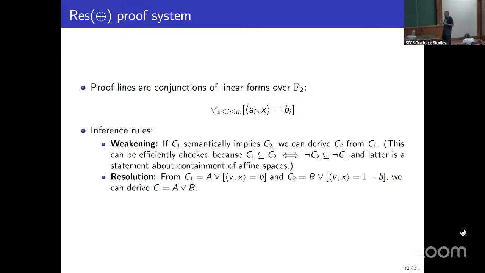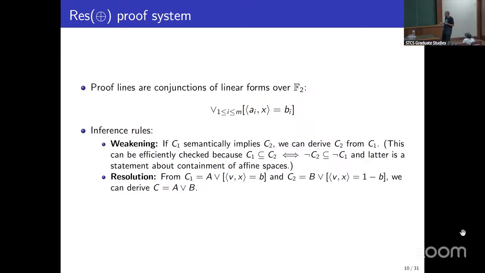And these are the inference rules. The first inference rule is weakening. Let's say you have two linear clauses C1 and C2, and C1 semantically implies C2. Then you can derive C2 from C1. Checking if C1 semantically implies C2 is easy, because it's equivalent to the negation of C2 being contained in the negation of C1. Both are affine spaces, so you're checking if one affine space is contained in another, which is easy to check.